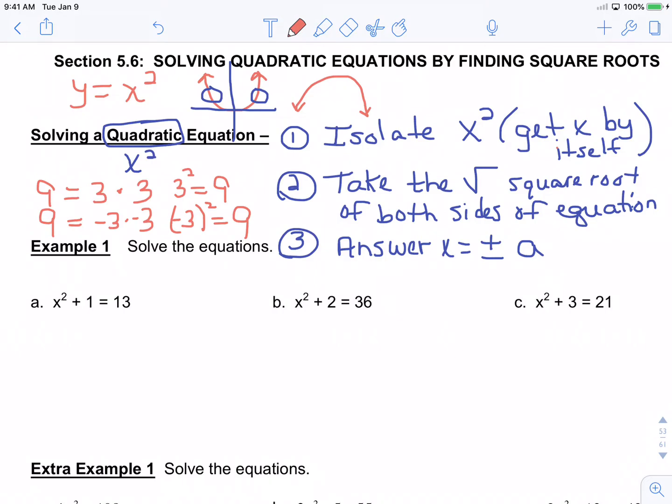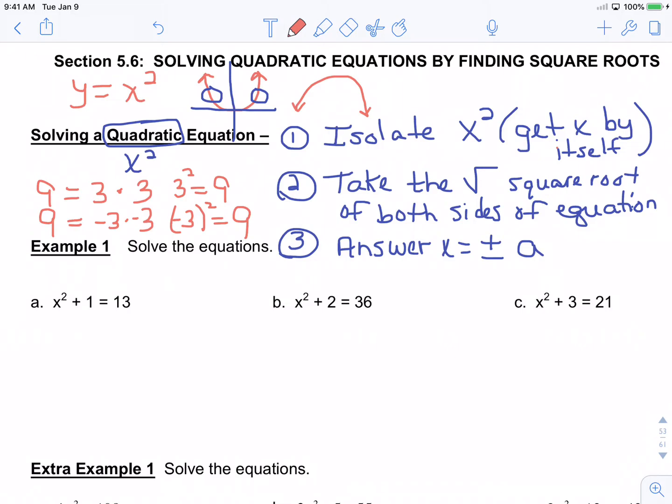So there's really two answers. And again, two ways to think about it. Every number can be a positive times a positive or a negative times a negative to still get a positive answer. Or looking at the parabola has a positive side on the x-axis and a negative side on the x-axis.